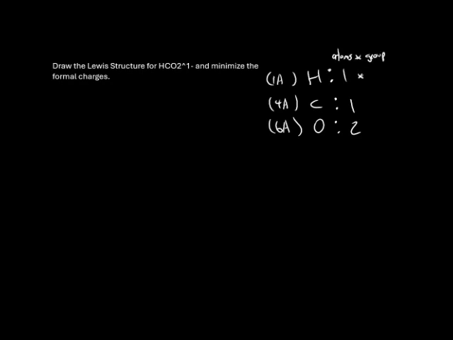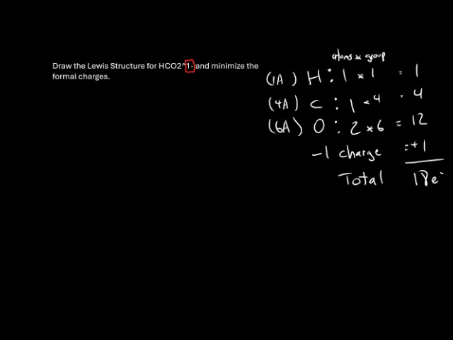So for hydrogen, we'll say 1 times 1 gives us 1. For carbon, 1 times 4 gives us 4. And oxygen 2 times 6 would give us 12. We're not quite finished yet, though, because we have to pay attention to the charge as well. Since we have a charge of -1, that means we're going to have one extra electron more than we would expect. Now we'll add 1 plus 4 plus 12 plus 1, giving us a total of 18.